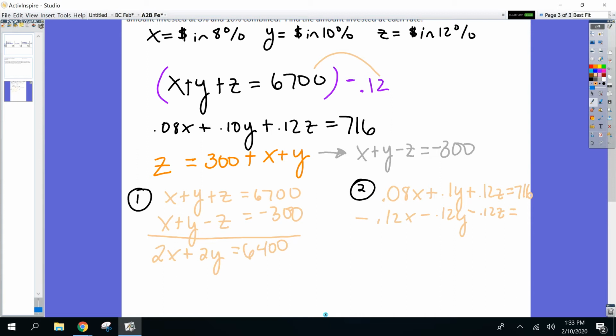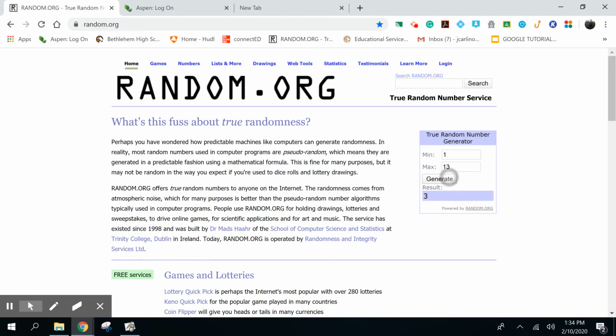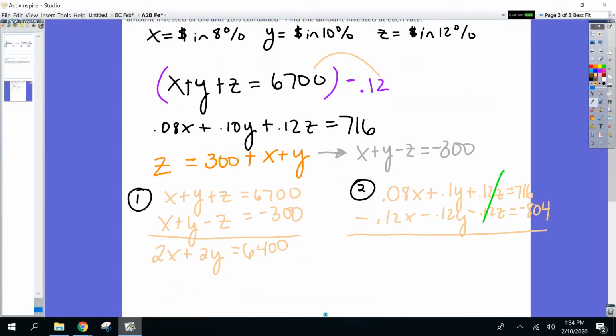Negative, I have no, 36 maybe it was. I can't remember from 5th period. 6,700 times negative 0.12. Negative 8, okay, 803. 804. All right, so they're gone, those Z's. All right, somebody's going to help me again. Can I get a little help from number 1? 0.08 minus 0.12.